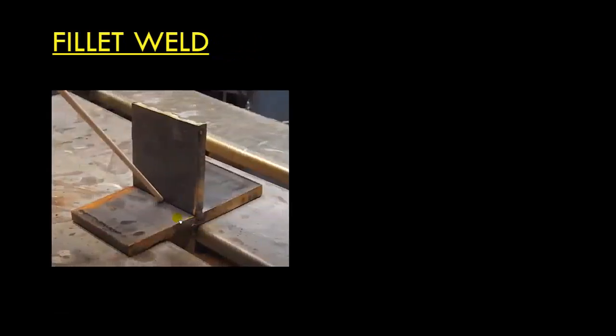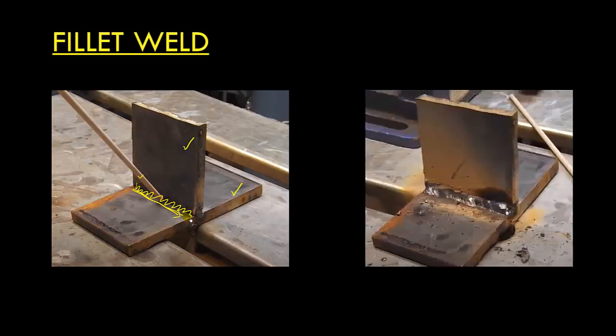Fillet weld. Let's say in this picture we have one plate and this is another plate, and we want to join these two plates. In this region we can weld. This is the electrode. The electrode can go from this region to this region and we can weld. Here we will have some welding, and this is called a fillet weld. Once I weld, it will look like this. This is an example of a fillet weld.